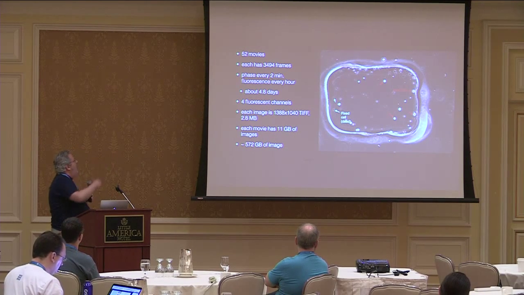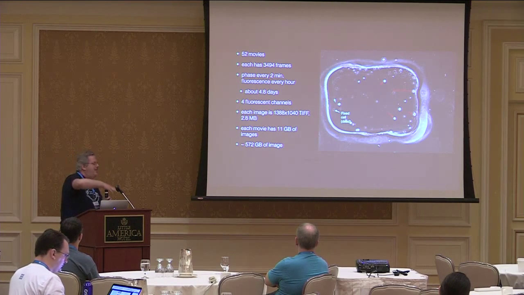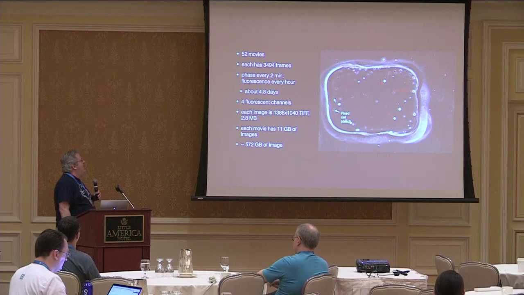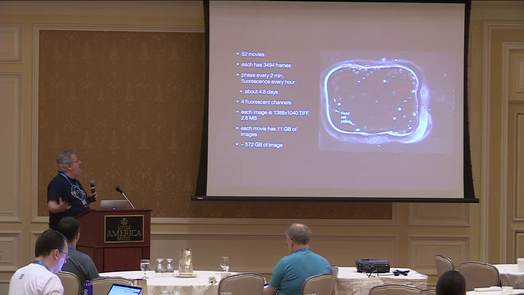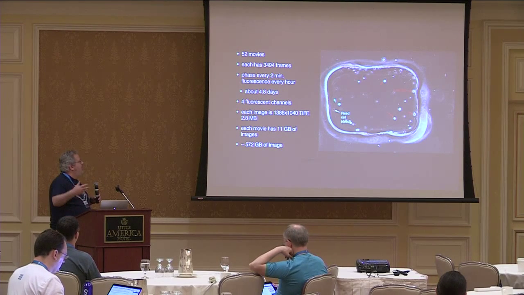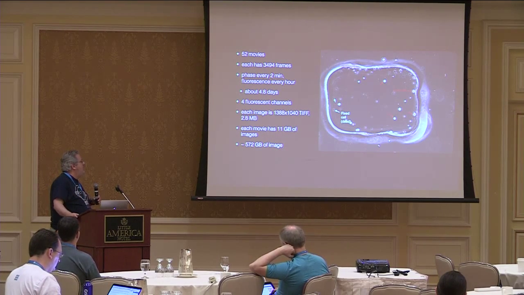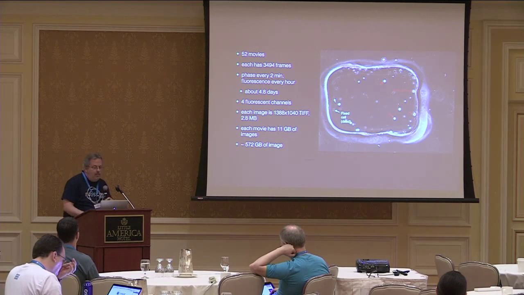At any rate, that works out to about, they took phase every 2 minutes and fluorescence every hour, except when they took a fluorescent image, there wasn't a phase image, and it's complicated. So it's about 5 days worth of data. Each of the images, it says about 1388 by 1040 TIFF, so it's about 2 megs each. And so it works out, there's a lot of data in one of these experiments to try to get a handle on.